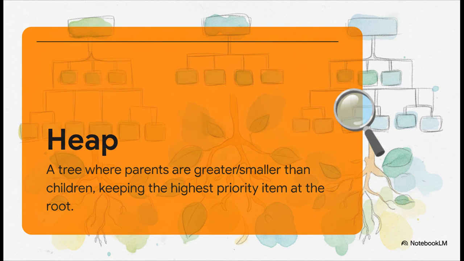And then there's the heap. A heap is a tree with one super simple rule. Every parent is more important, bigger or smaller, than all of its children. What does that do? It means the most important thing, the highest priority item, is always sitting right there at the root, ready to go at a moment's notice. It's like the ultimate VIP line for your data.